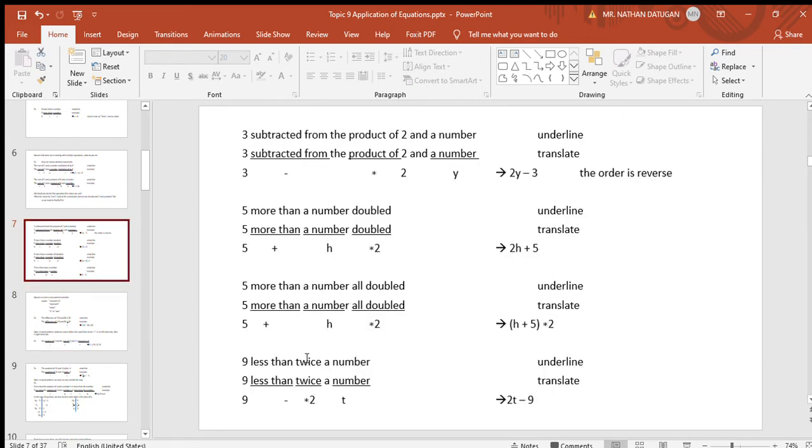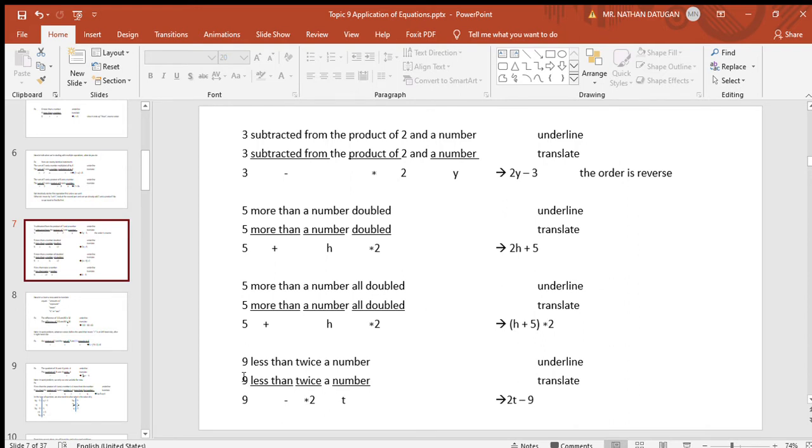9 less than twice a number. Again, first thing first, underline. Less than twice a number. Less than is subtraction. Twice is the same thing as doubled. We're multiplying by 2. And in this case, a number, let's say t. Okay? Now let's translate that.